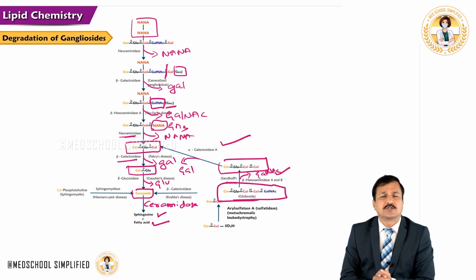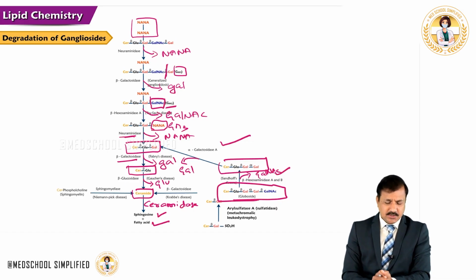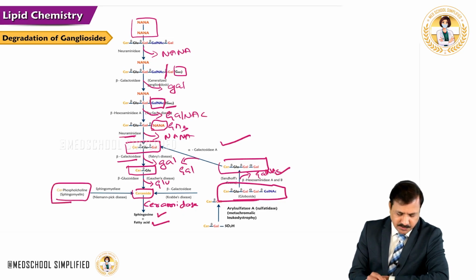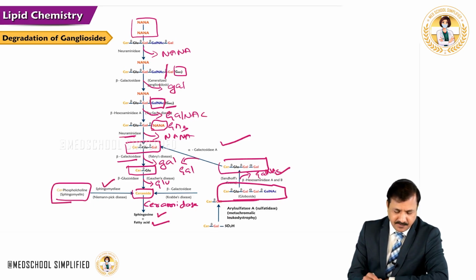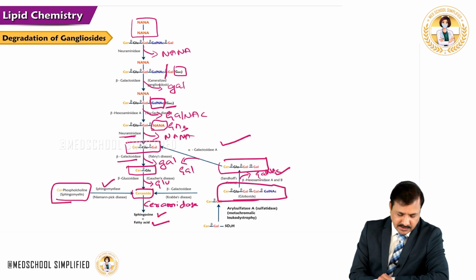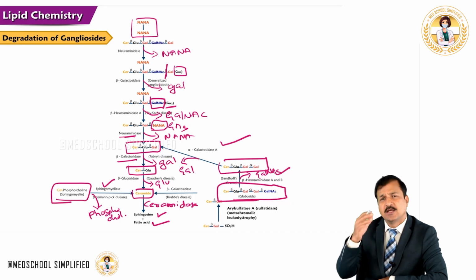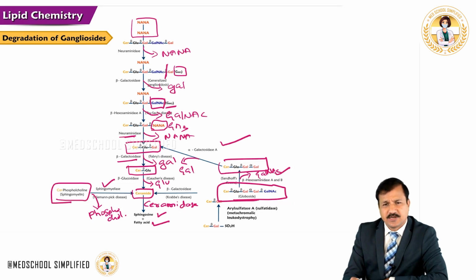All these are lysosomal acid hydrolases. Alright, on the other side, as you see, we have sphingomyelin, that is ceramide with phosphocholine. Sphingomyelinase enzyme is going to release the phosphocholine and ceramide is separated, and ceramide will get into the ceramidase reaction and be separated into sphingosine plus fatty acid.